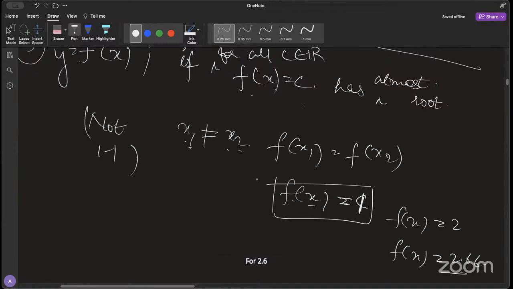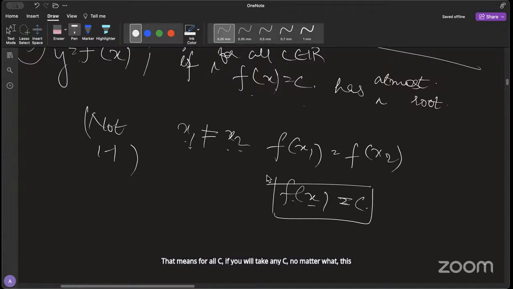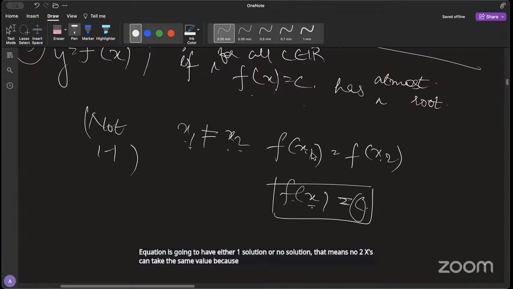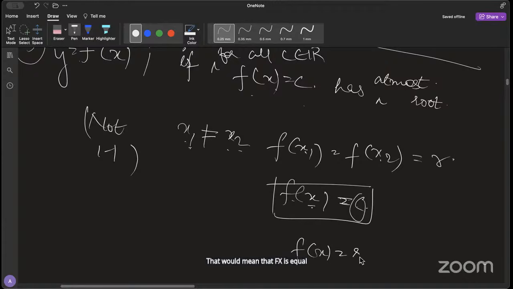For 2.66, there is one x. Then what does it mean? That means for all c, if you take any c, no matter what, this equation is going to have either one solution or no solution. That means no two x's can take the same value, because if they took the same value, let's say r, that would mean f(x) = r has two solutions, x1 and x2, and they are different. Is that fine?